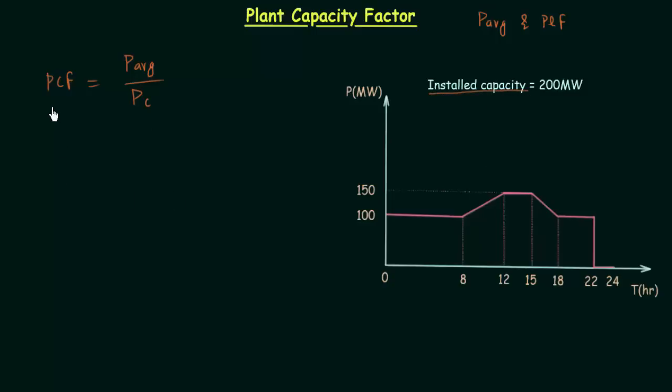Now to calculate PCF, the first thing we have to do is to calculate the average power. We already know how to calculate the average power. We will first find out the area under the curve, and in this particular case, for this load curve, the area under the curve is equal to 2525 megawatt hour, and once we have the area under the curve, we will divide it by the total time. The total time is equal to 24 hours.